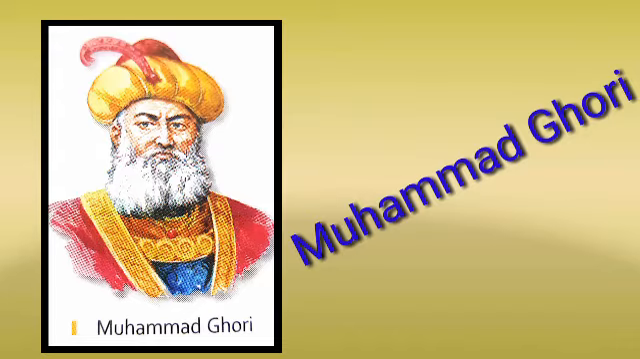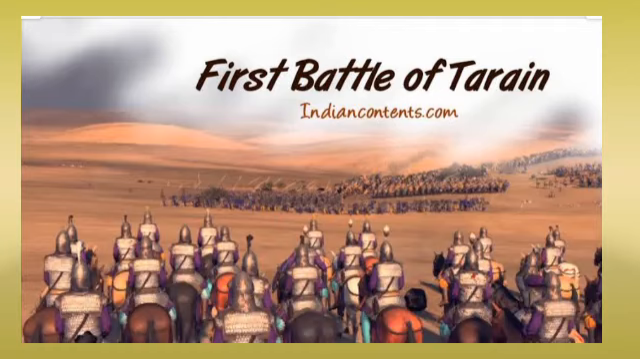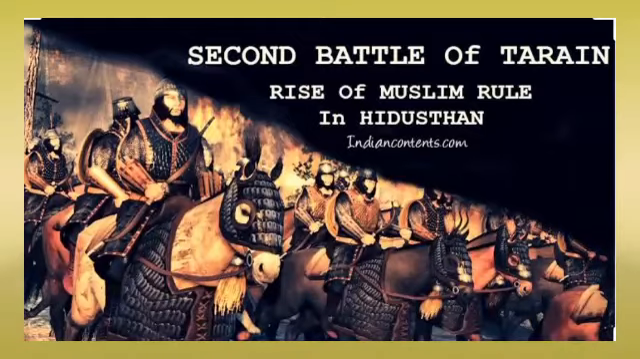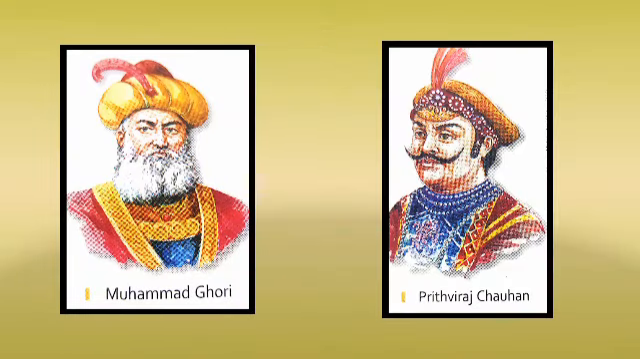In 1175, Muhammad Ghori conquered Multan. In 1190, he conquered Punjab, children. In 1191, the first battle of Tarain was fought in which Prithviraj Chauhan defeated Muhammad Ghori. In 1192, the second battle of Tarain was fought in which Muhammad Ghori defeated and captured Prithviraj Chauhan.